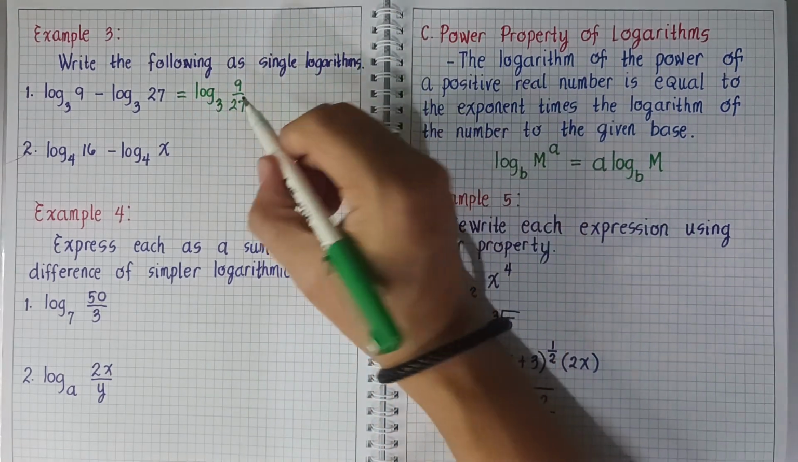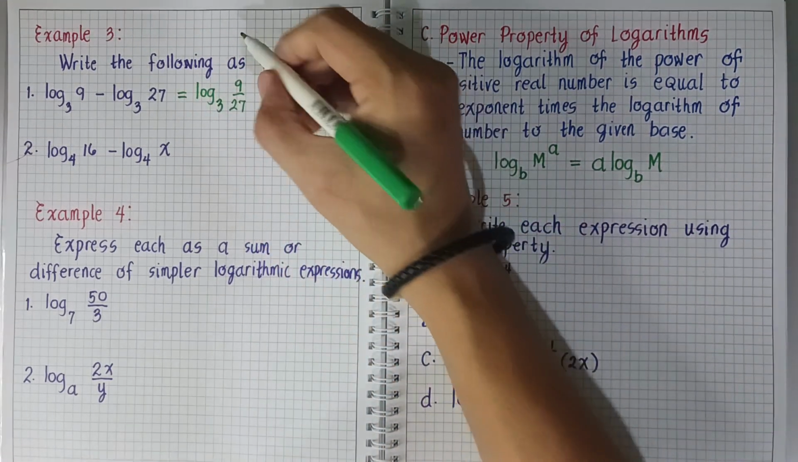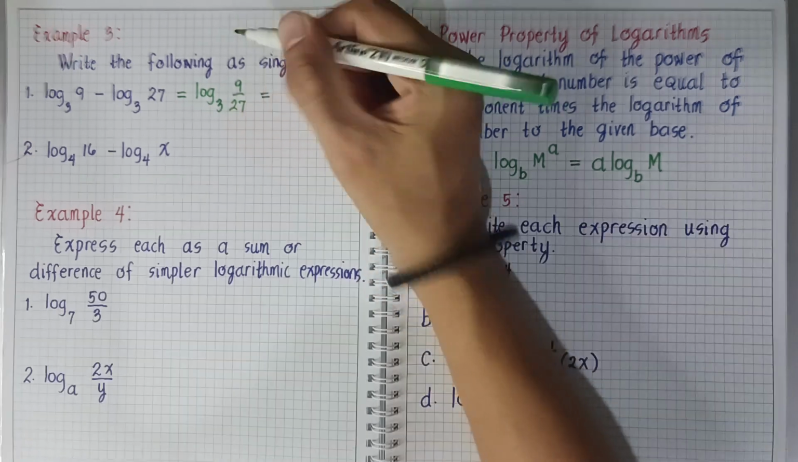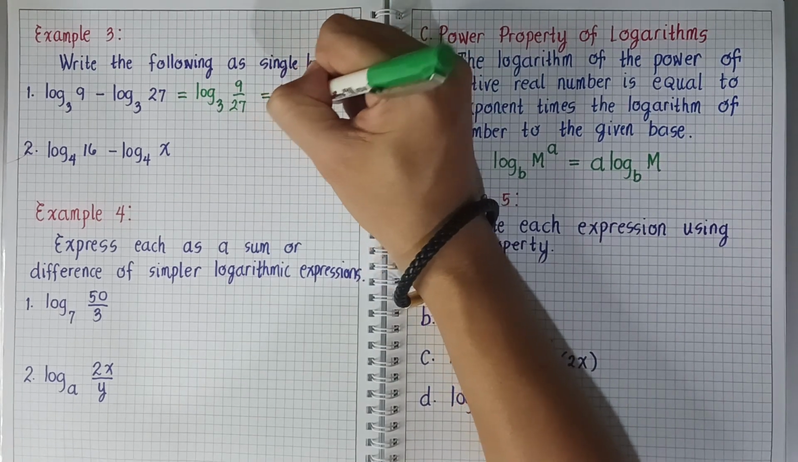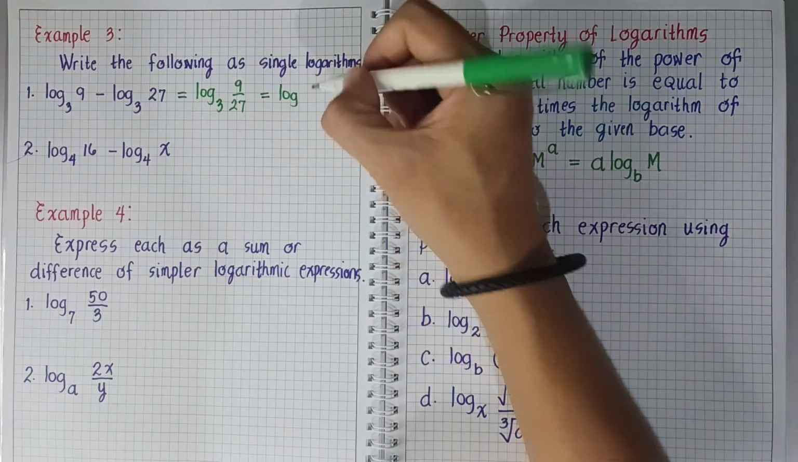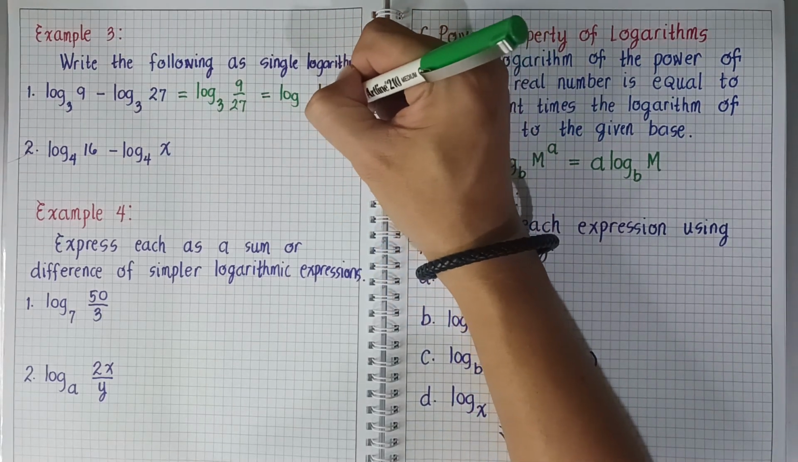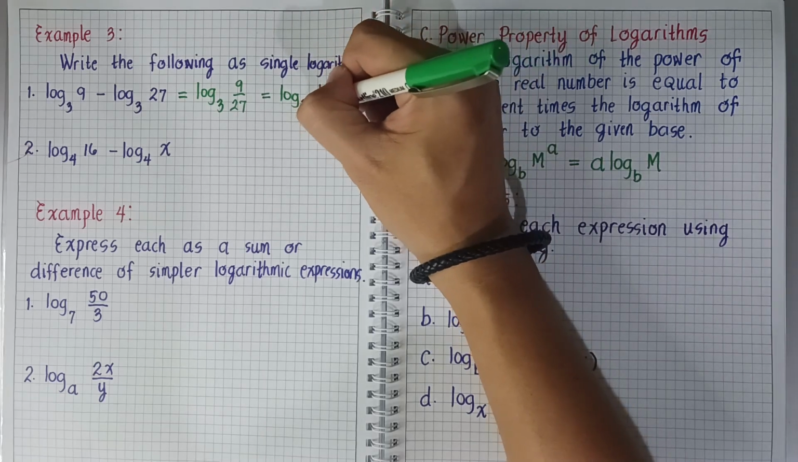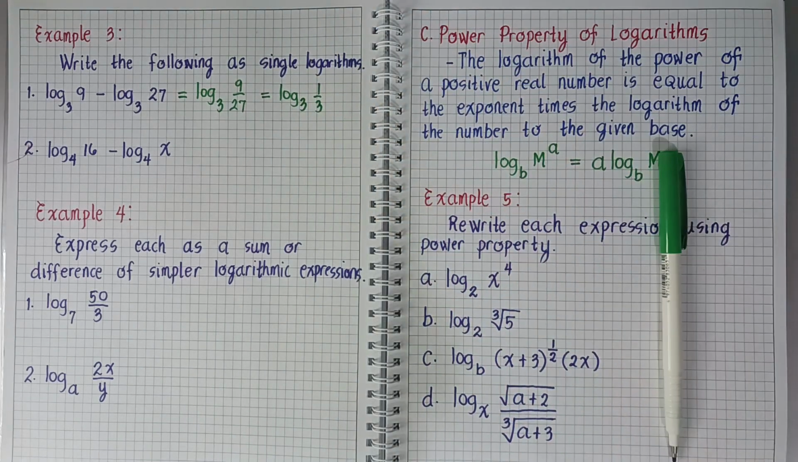Okay. And since we can still simplify, kung pwede i-simplify, simplify natin. So the logarithm of, so 9 over 27 becomes 1/3, right? And then to the base 3. So that's the answer.